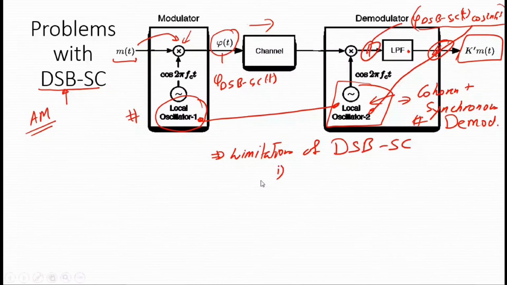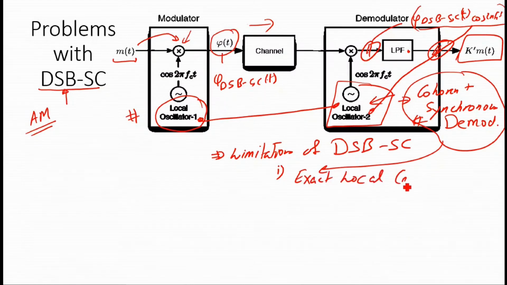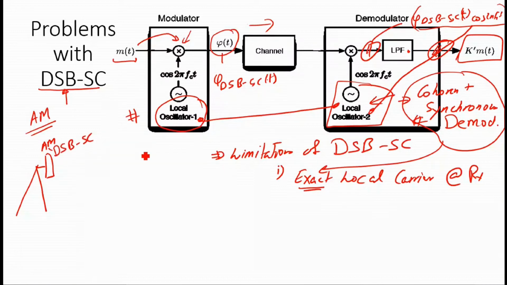The first rationale is that you need the exact local carrier at the receiver side. So this is a very big assumption. Consider that we have a broadcasting station. This is our AM broadcasting station that is transmitting a signal which is double sideband suppressed carrier, and we have a number of users, which is the actual scenario. So say this is our user 1, user 2, user 3, and so on, user n.